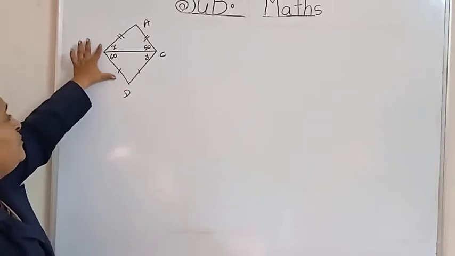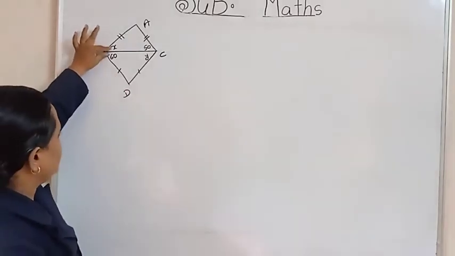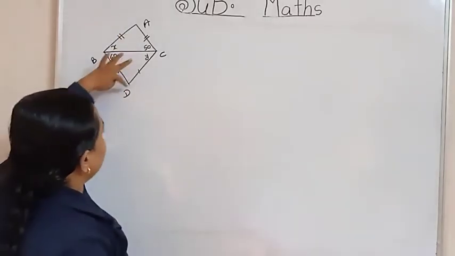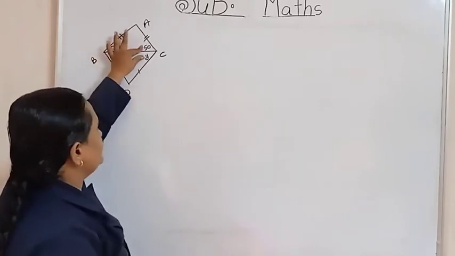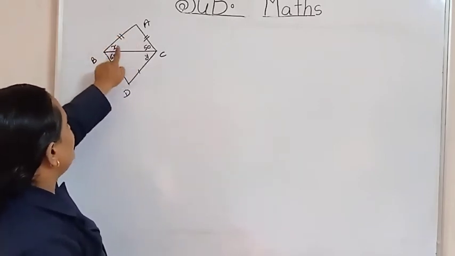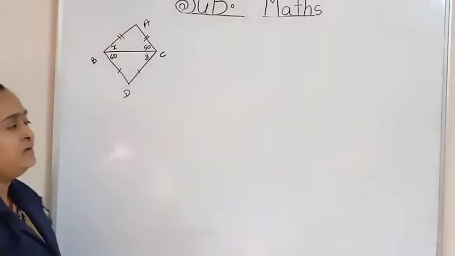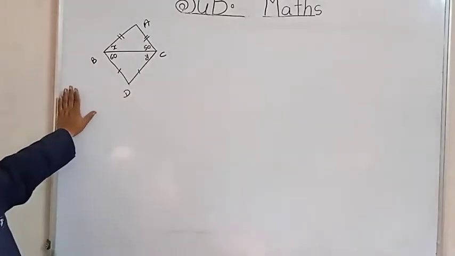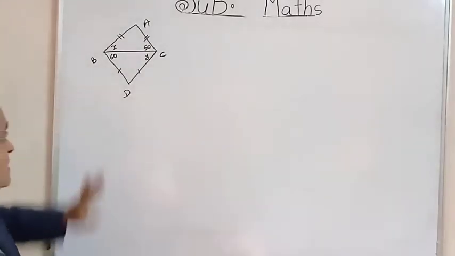Now angle ABD is the sum of these two, X plus 60, and angle ACD is the sum of 50 plus Y. Means first you have to find X and Y, then easily you will get the answer of angle ABD and angle ACD.